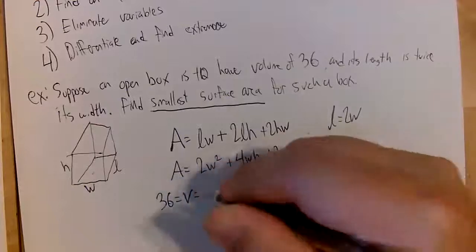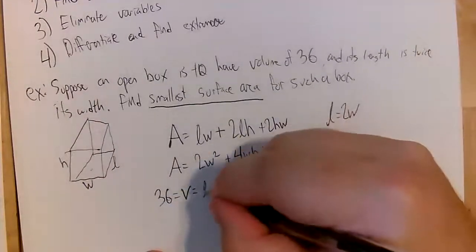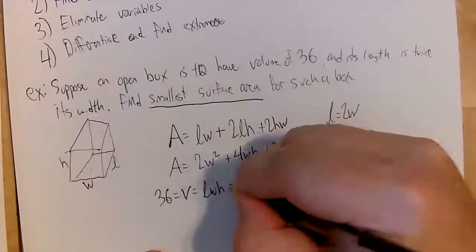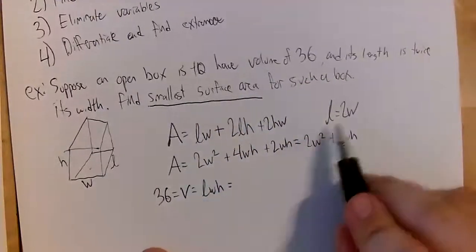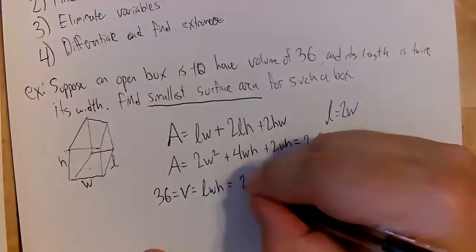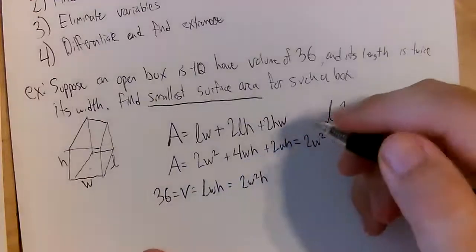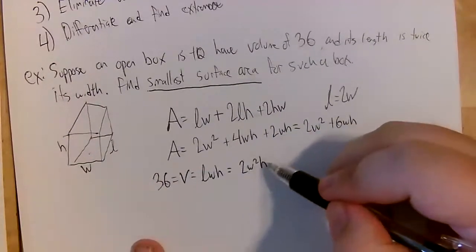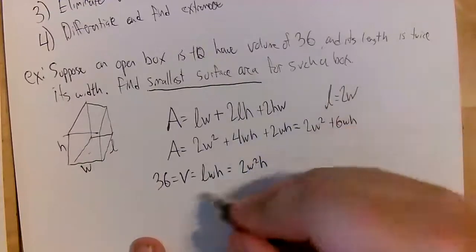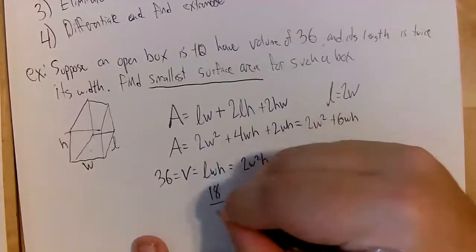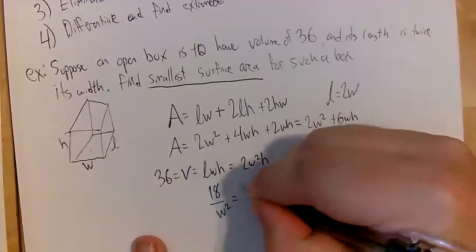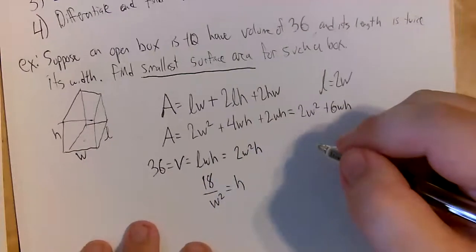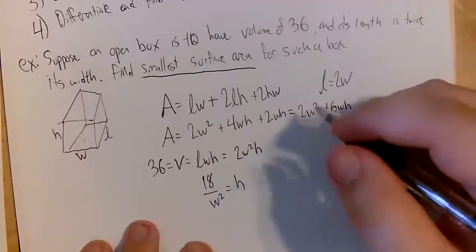So 36 is our volume, and the volume of a box is length times width times height. Now we already know that we can write the length as 2W, so we shouldn't be seeing any L's anymore. And then what we can do here is solve this for H. So if I divide by 2W squared, I have 18 over W squared is going to be H here. What was the purpose of that?